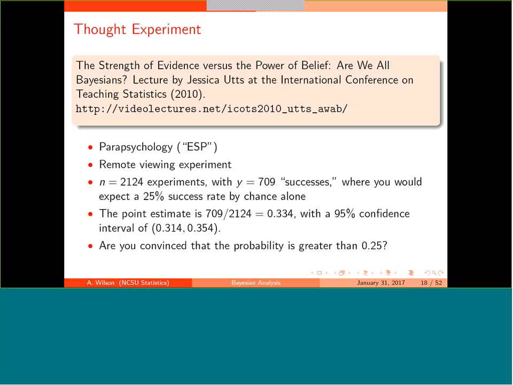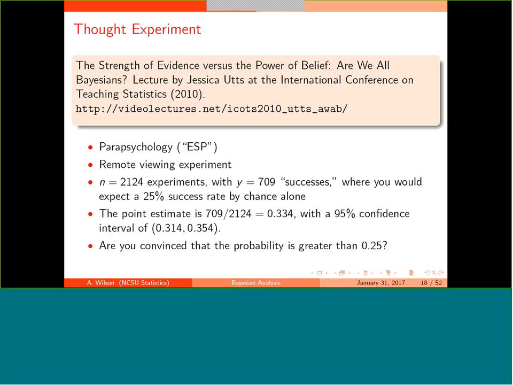And so if we take a look at our very traditional statistical analysis, the point estimate of the probability of success, of the probability of the sender getting something to that receiver, is 0.334, and it has a 95% confidence interval that runs roughly from 0.31 to 0.35. And so the question that I would ask you is, are you convinced that that probability is greater than 0.25, which means are you convinced that there is some evidence that ESP is there and that this remote viewing is actually happening?